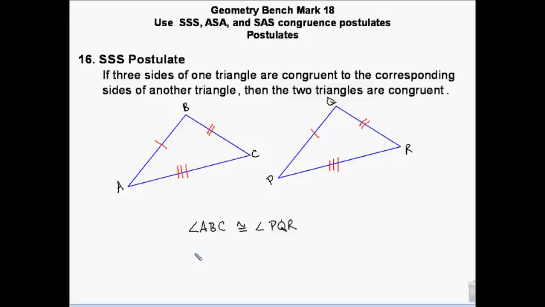So the first way you can tell for sure that two pairs of triangles are congruent is if all three sides match. Now with all triangle congruence, you have to have three things that match, a minimum of three things. So the first one is all three sides, and then we'll get into the next one in a second. SSS stands for side, side, side, by the way.